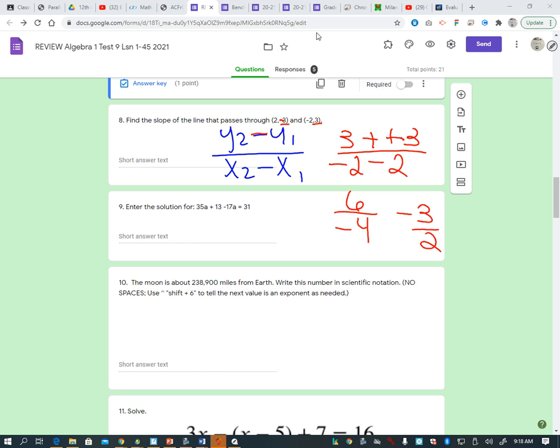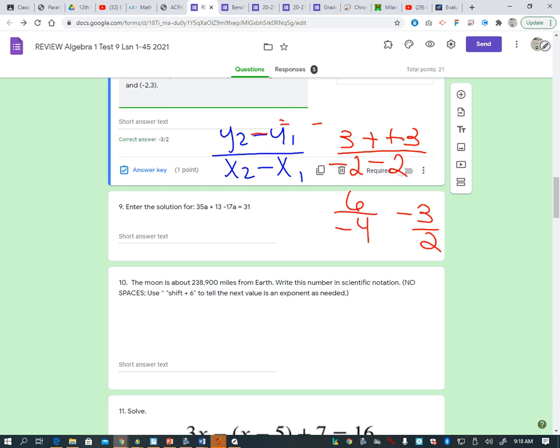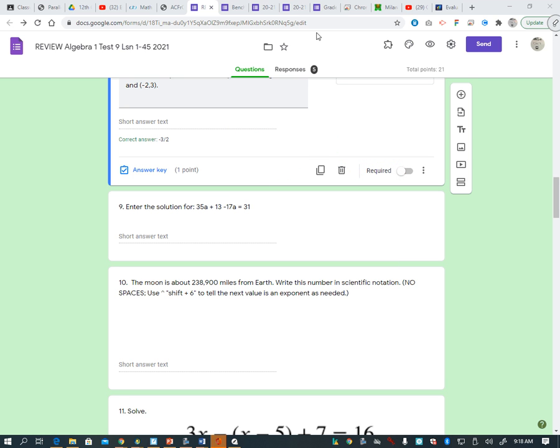So let's check. Negative 3 halves. Will I take negative 6/4? No, I want it reduced. I want it simplified. Okay? We understand? Yes? Okay. So you have a formula there, and you need to simplify.